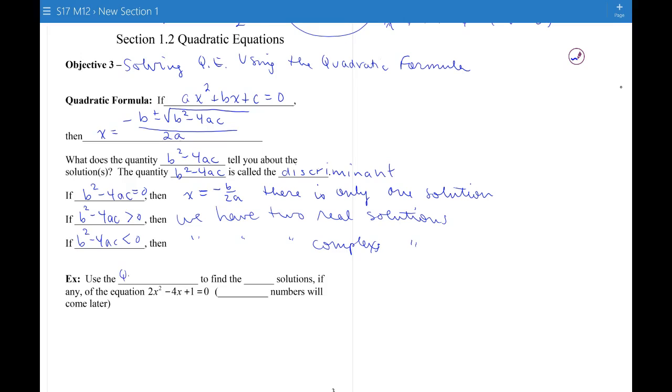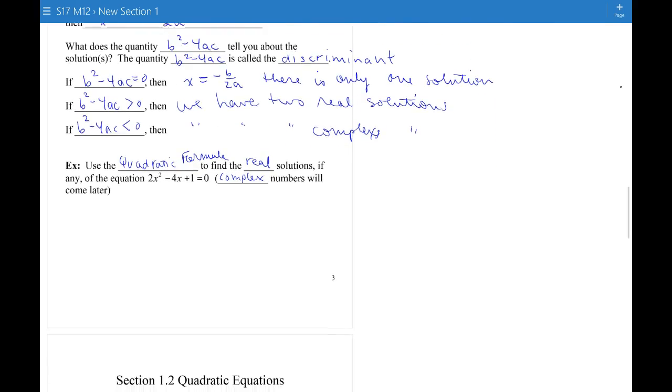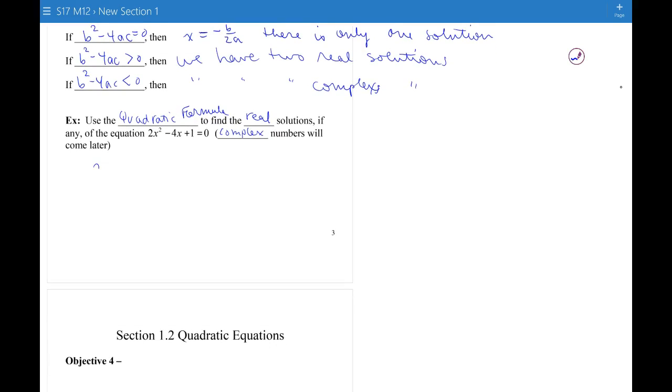So use the quadratic formula to find the real solutions, if any, of the equation. So complex numbers will come later. If I ask you for real solutions and there are only complex solutions, you should say there are no real solutions. So we'll do this problem together in class. Notice it's in the form ax squared plus bx plus c equals 0. That's necessary before you begin to identify a, b, and c.